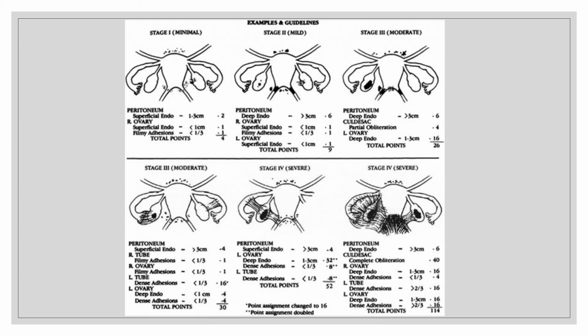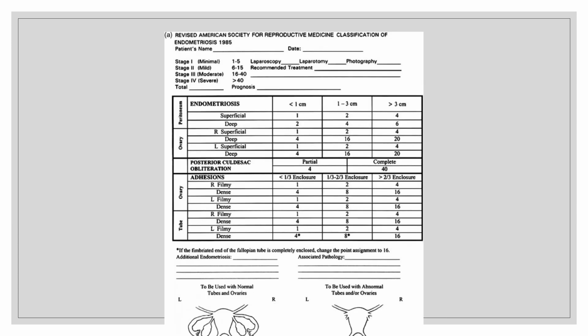This is the current staging system that exists for staging endometriosis. It was developed in 1985. As you can see, if you have complete cul-de-sac obliteration, you automatically receive 40 points, so you have stage 4 or severe endometriosis. I think when you're thinking about testing questions, looking at where the most high points are awarded is what's going to get you the most points on the test.